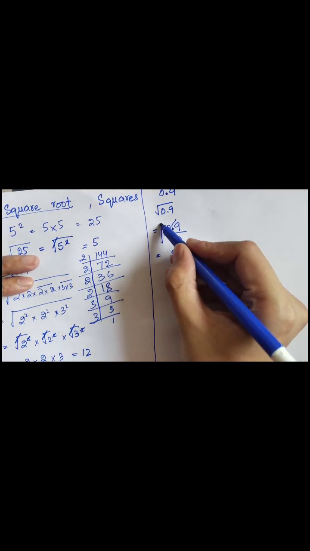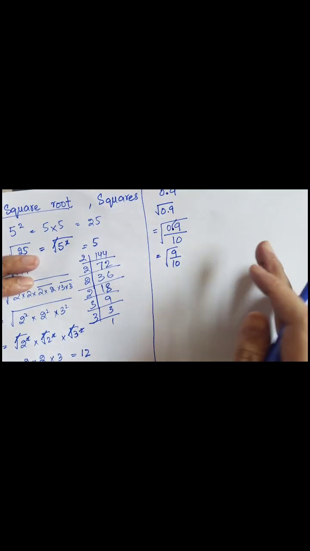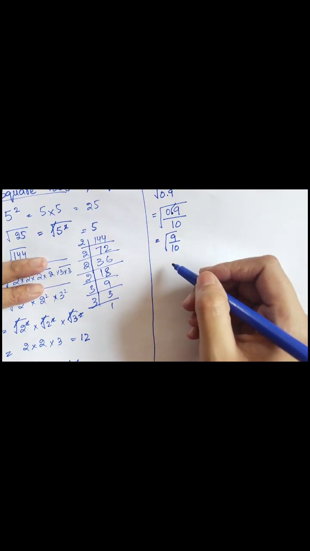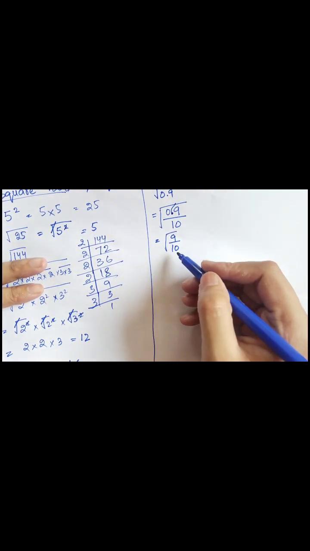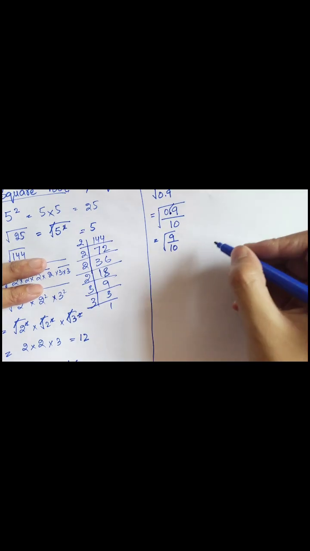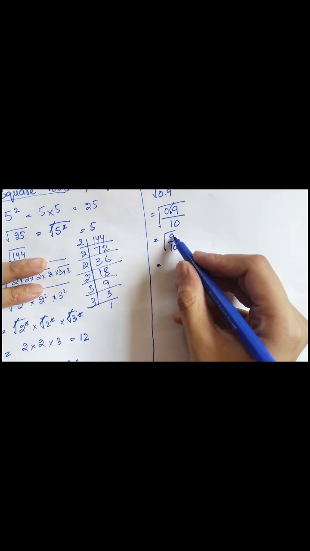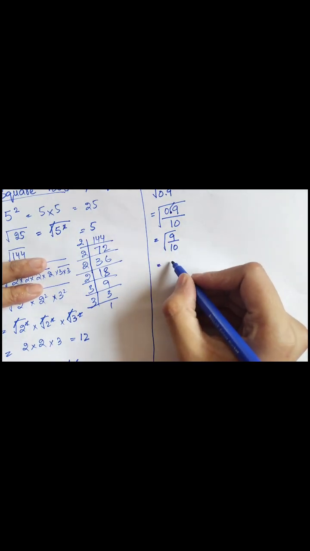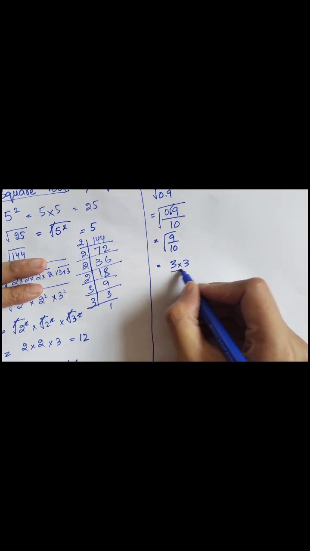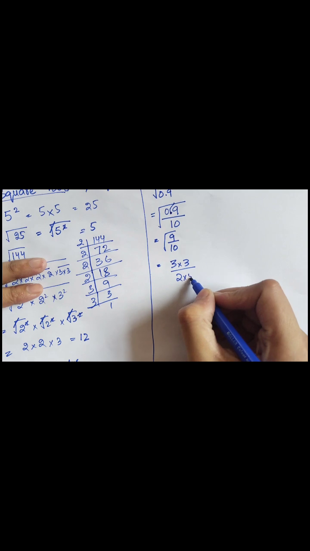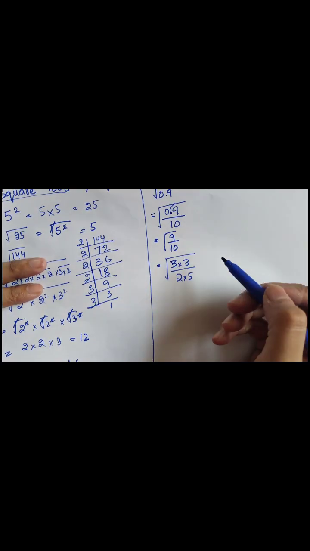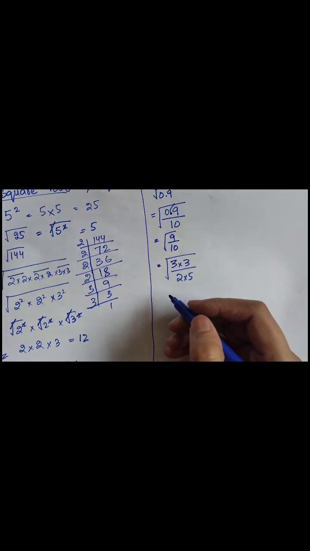Now we have to take the square root, so you can write the square root on the whole number. Now make the factors of both the numbers, 9 and 10. We know that the factors of 9 are 3 into 3, and the factors of 10 are 2 multiplied by 5. You have to take the square root of this number.